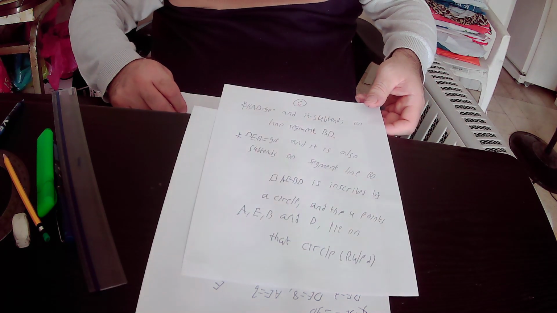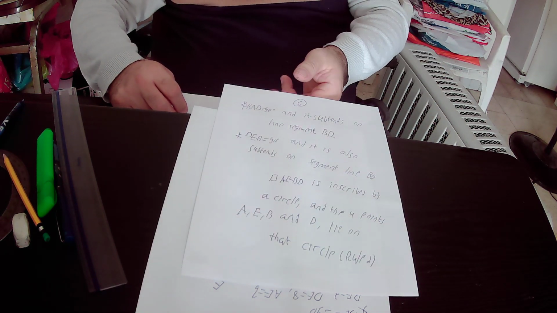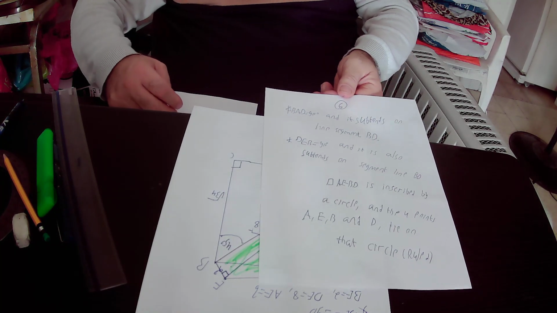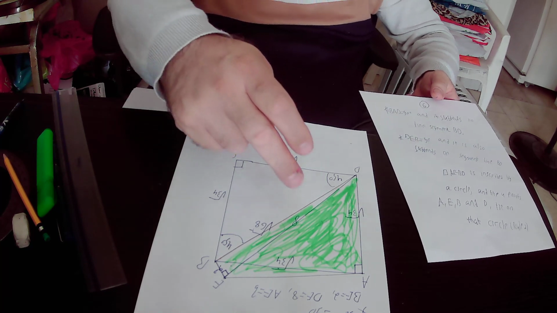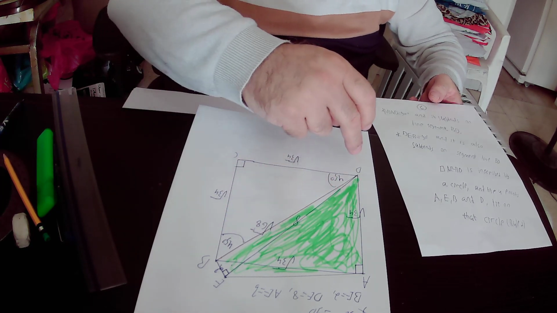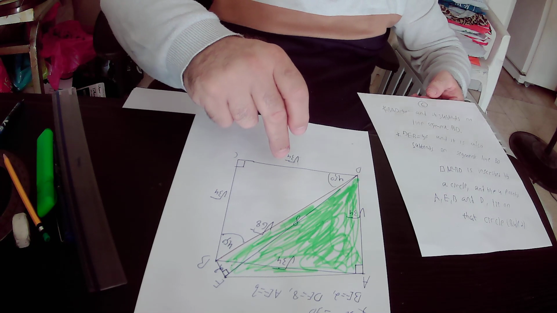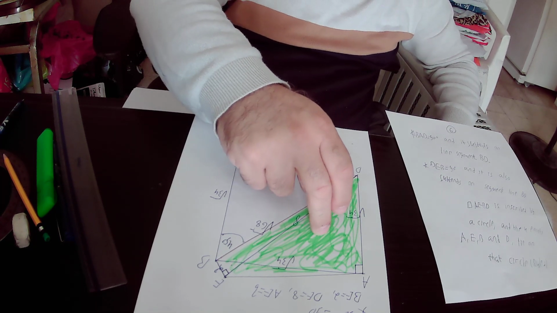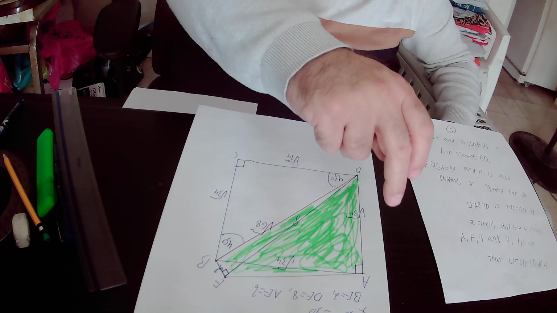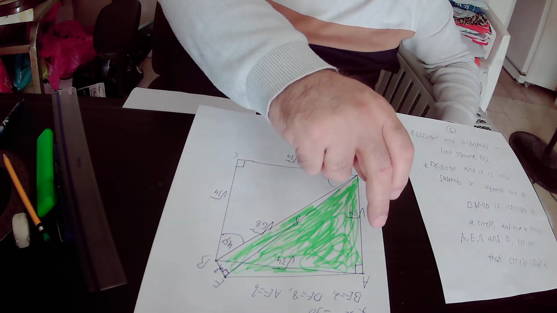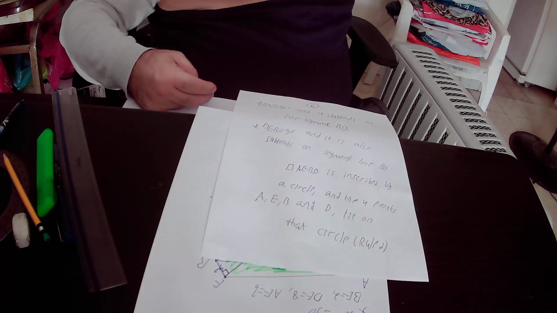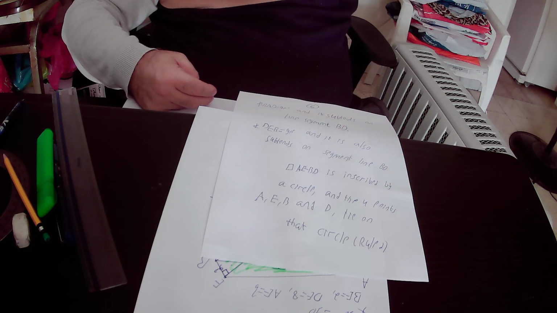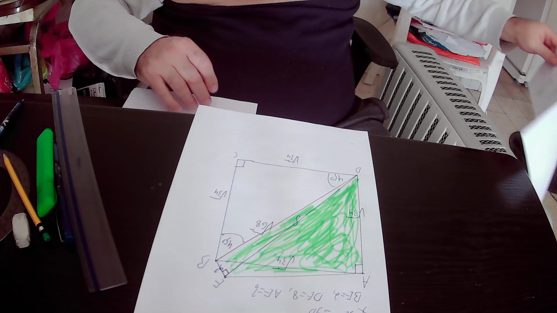Okay, so therefore we can conclude from it that according to rule number 2, the quadrilateral AEBD is inscribed by this. The quadrilateral in the green color is inscribed by a circle, and the 4 points A, E, B, and D lie on that circle. Okay, quadrilateral AEBD is inscribed by a circle, and the 4 points A, E, B, and D lie on that circle.